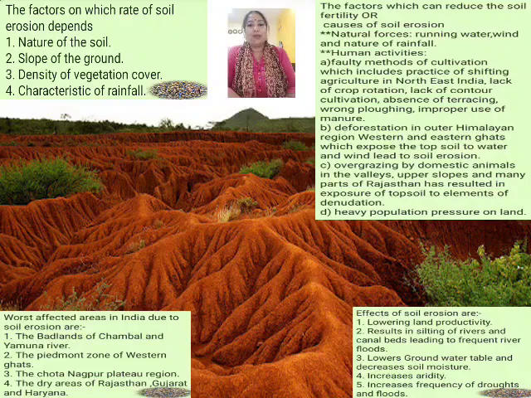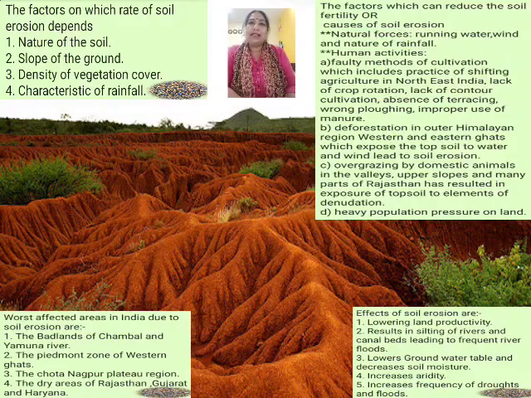Okay, now students, in this slide we are going to study about soil erosion. Few things you should be knowing about soil erosion are: first of all, what are the factors on which the rate of soil erosion depends? So, the answer will be, it depends upon the nature of soil, slope of the ground, density of vegetation cover and the characteristic of rainfall in that particular area.